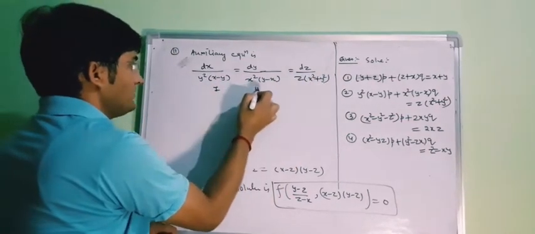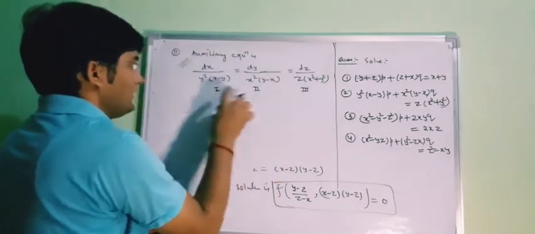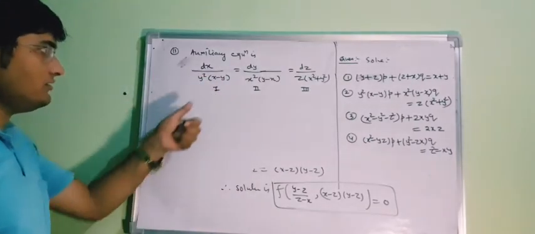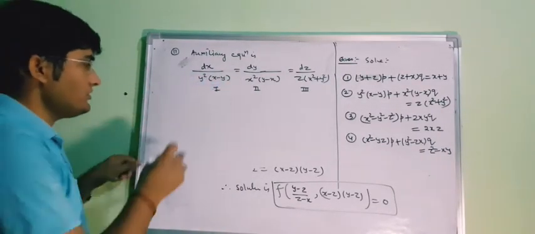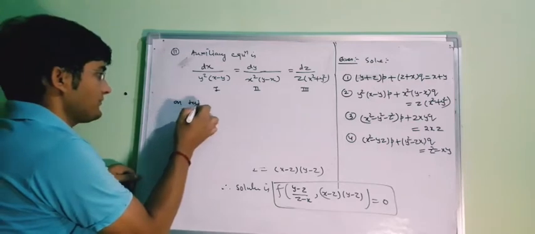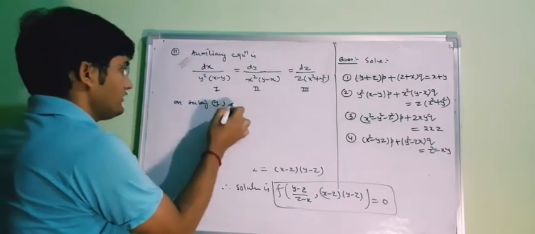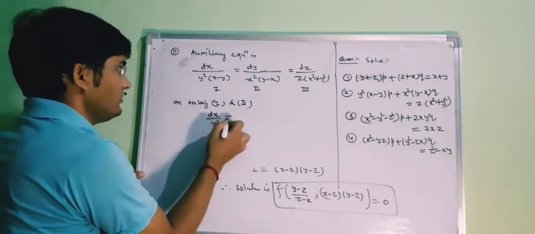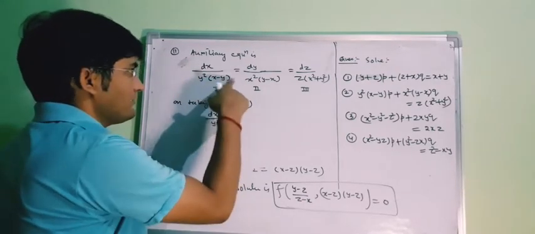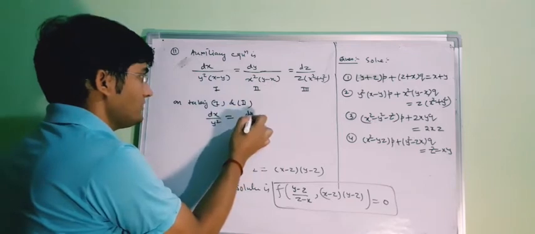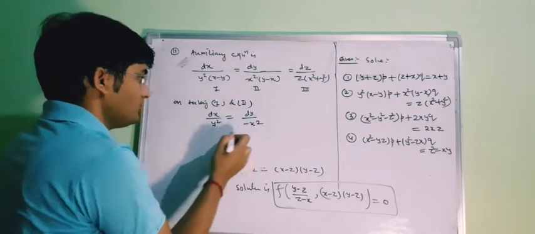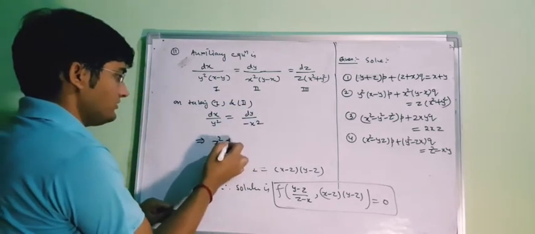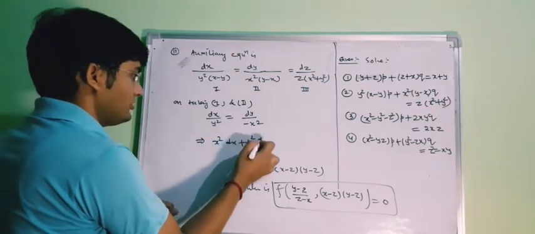And let us take the first and second terms. Clearly you can see that from the first and second we will get one answer. So on taking the first and second, we will get dx upon y square equal to, now this x minus y and y minus x will be constant or cancel, and we will get this. So on cross multiplication we will have this term equal to 0.